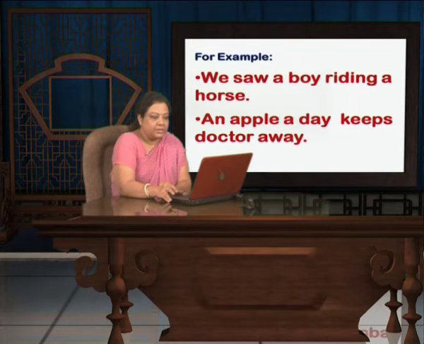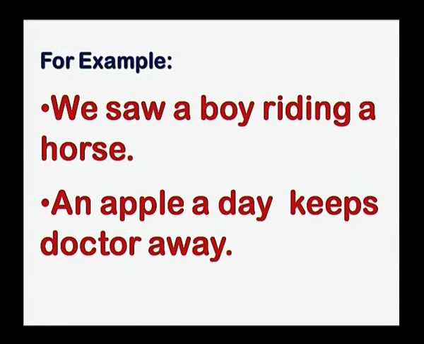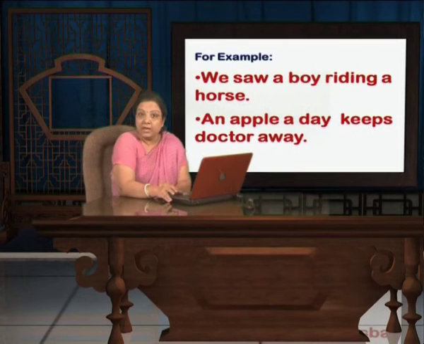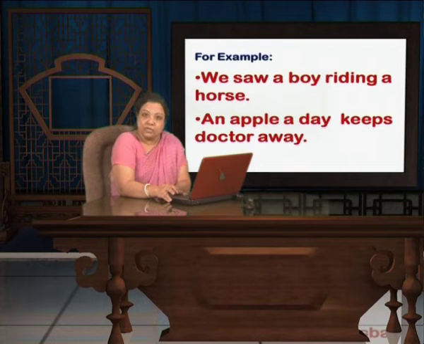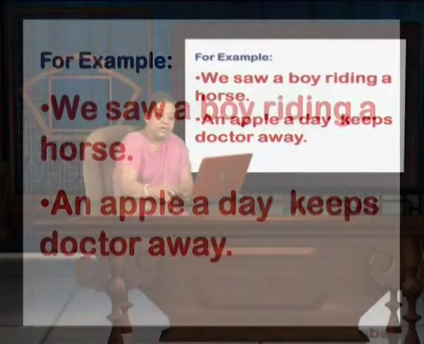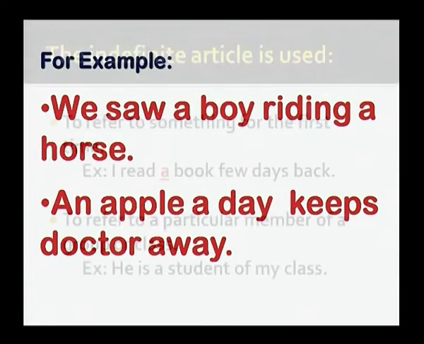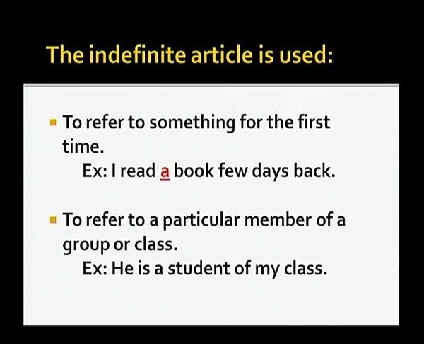Let's take examples here. We saw a boy riding a horse. It can be any boy. We don't know who this boy was and therefore we say we saw a boy riding a horse. An apple a day keeps a doctor away. The indefinite article is used in certain situations.